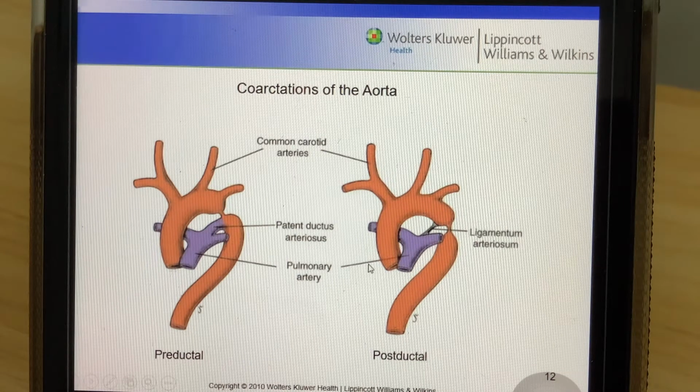So postductal is more common than preductal, and in postductal coarctation, the blood reaches the lower parts of the body through the internal thoracic arteries to the intercostals to the aorta. The intercostals cause rib notching, which can be seen on X-ray. There will be hypertension in the right arm, while hypotension in the legs.